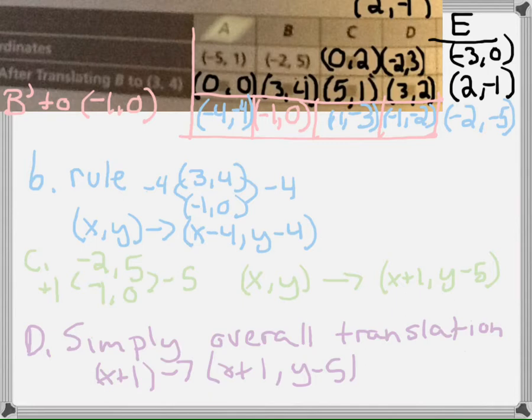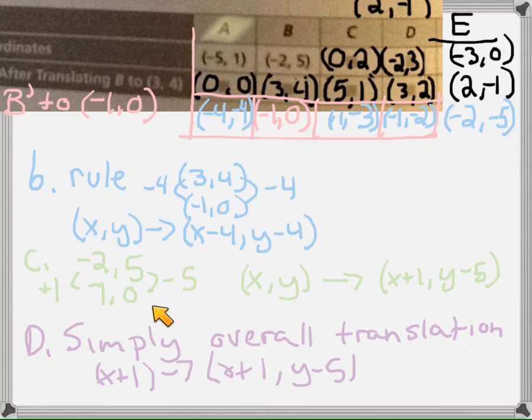For B, it asks us to write a rule relating coordinates of key points and their images after the second translation, so from the second translation to the third translation. I took the 2 points 3, 4, which would be the second image of B, and -1, 0, which was the coordinate given to us for the third value. As you can see, it subtracts 4 from the x and 4 from the y value, giving us (x, y) translated to (x minus 4, y minus 4). Also here you can see that I filled in the values that we got from our graph into the table, where A becomes -4, -4, C becomes 1, -3, D becomes -1, -2, and E becomes -2, -5.